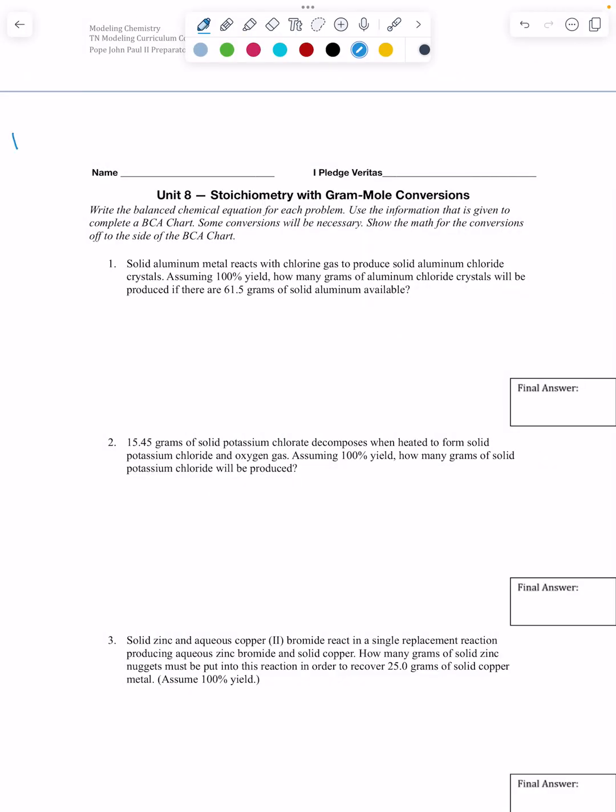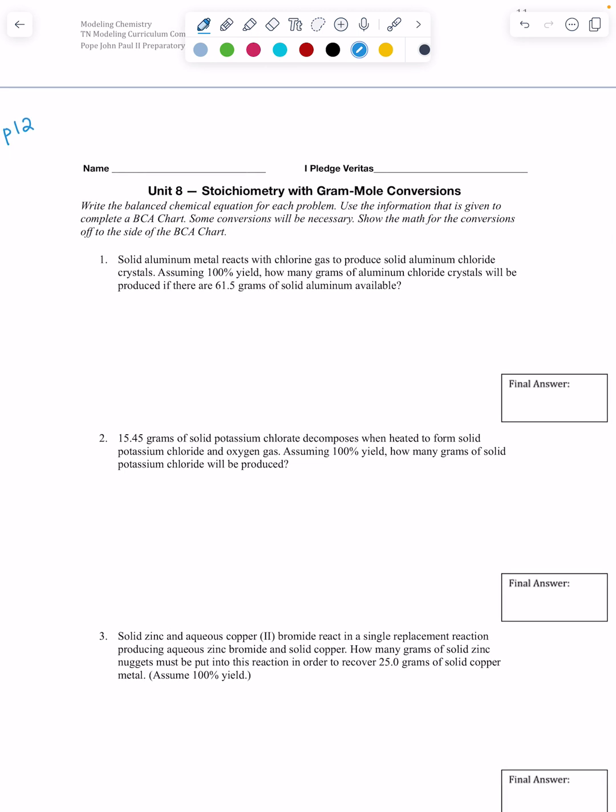Okay, so we are now on page 12 of our Unit 8 course pack, and we are now going to add one additional element to our stoichiometry problems, and that is the gram to mole conversions. A lot of times in lab, you've noticed that we haven't specifically been working with moles of things, but instead we've been working with grams, or we use the balance to measure 3 grams of something, and then that's what is reacting.